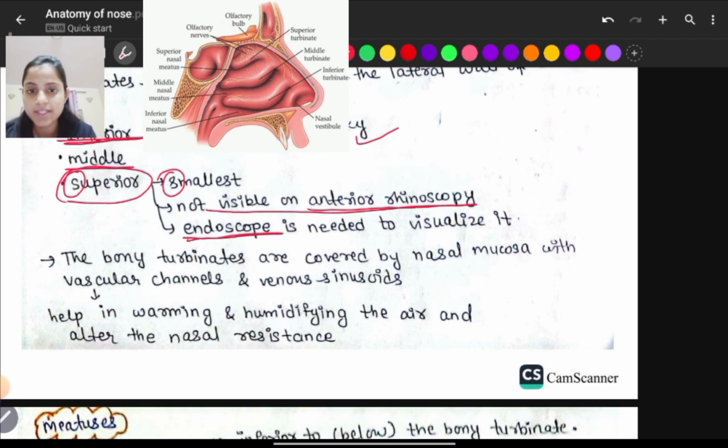The bony turbinates are covered by nasal mucosa with vascular channels and venous sinusoids, which help in warming and humidifying the air and alter the nasal resistance.